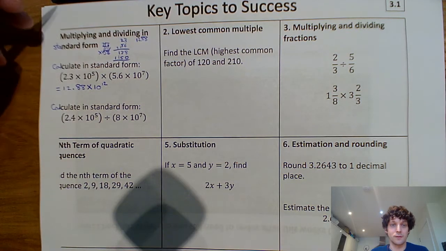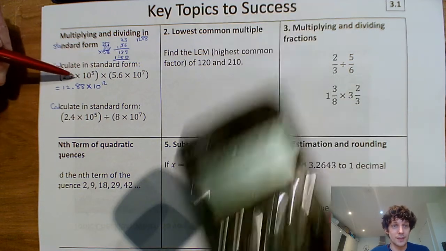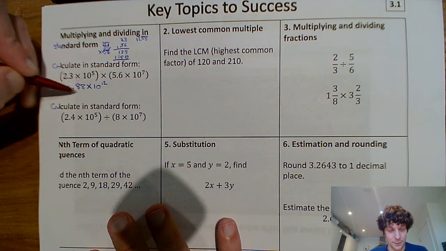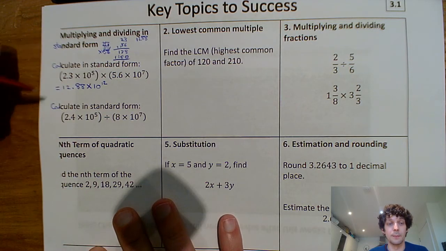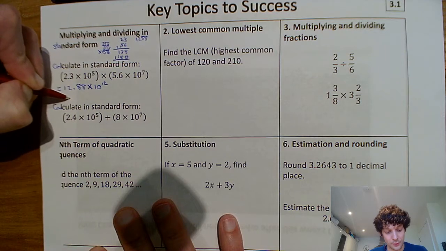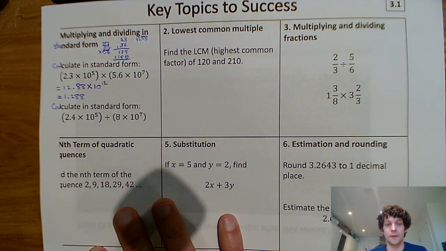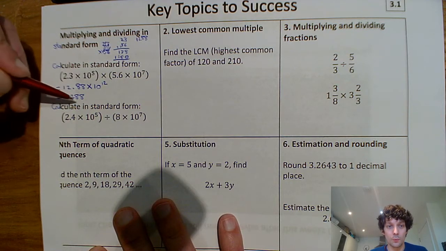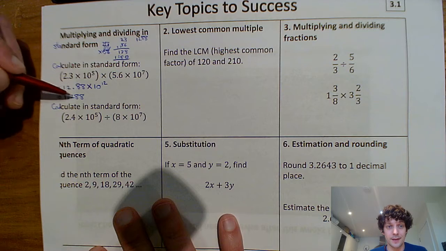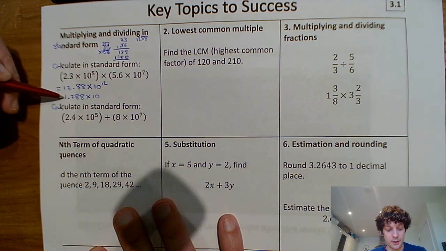Well, this isn't the answer that it showed me on my calculator. You can see it's not quite the same. The reason is this isn't in standard form, because to be in standard form, the number needs to be between 1 and 10. So instead of writing 12.88, I want to write 1.288. But I can't just change the number, so I need to write how these are related. So instead of writing 12.88, I'm actually writing 1.288 times 10.